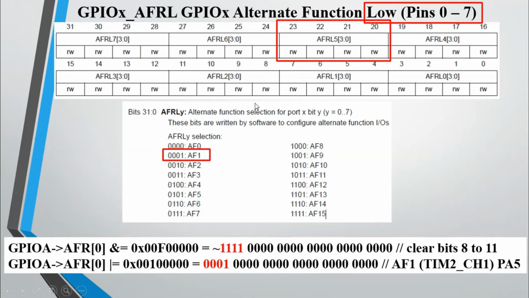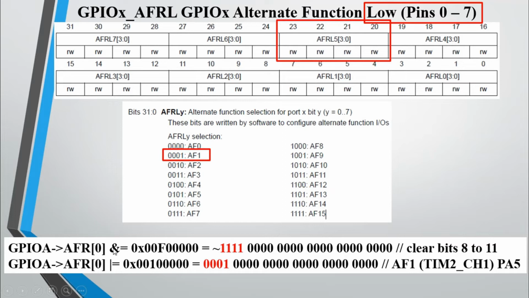For configuring alternate functionality 1, you need to write 0001. Right, so I need to configure alternate functionality for PA5 with the 0001 value. That means we are configuring PA5 with alternate functionality 1. So how will I do that?